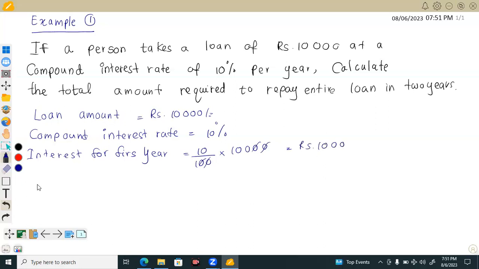Okay. Now, as I mentioned in the beginning, the interest for the next coming year is calculated not only for the loan amount. That is the special thing in this interest. It is not calculated for the loan amount only. It is calculated for the interest that we have to pay for the first year and the loan amount. Therefore, the interest for the second year is calculated for the 10,000 plus 1,000. It is 11,000.